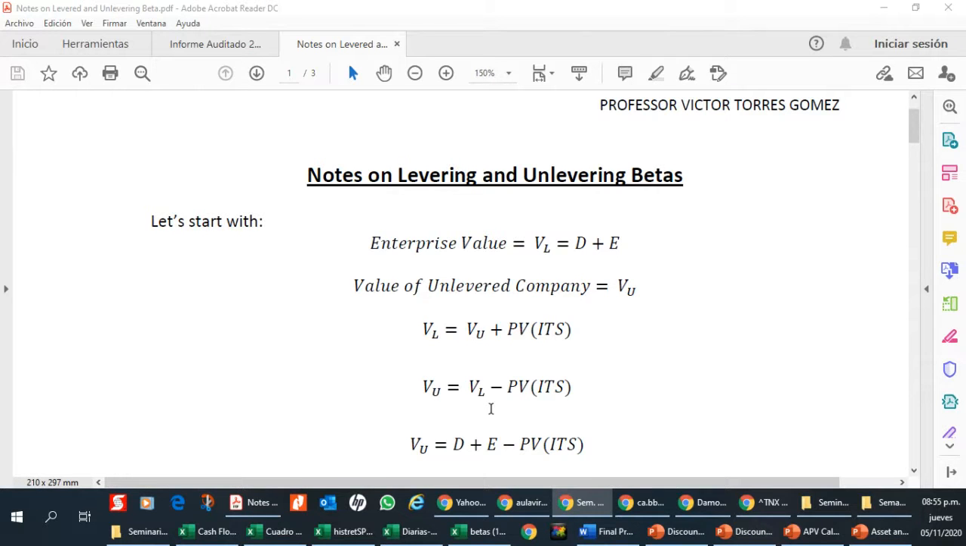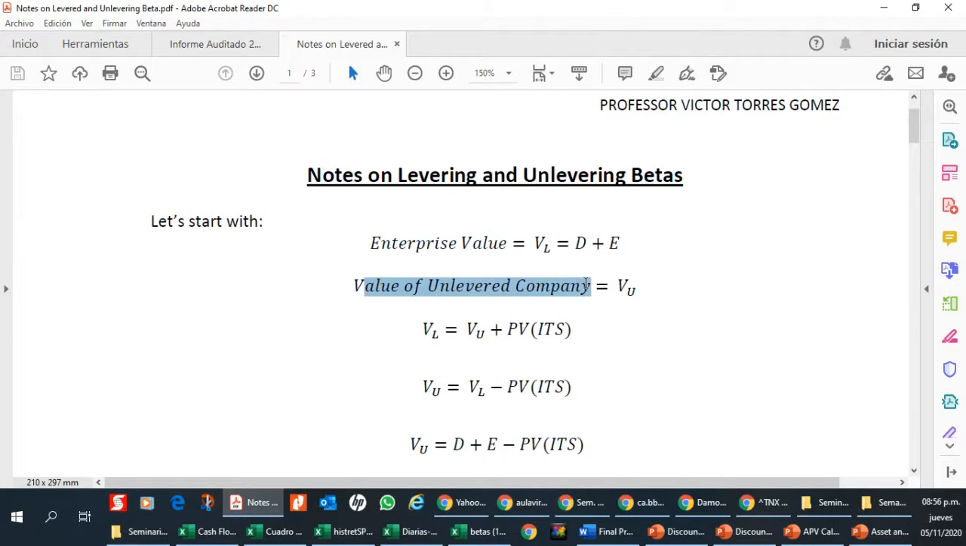And let's imagine for a minute that you want to come up with the beta of your company, and we need to consider the several betas. So let me start with the typical thing, enterprise value. I'm going to call that value L, reflecting the fact that that variable is taking into account that there's leverage in my company. So this is going to be debt plus equity, as I mentioned before.